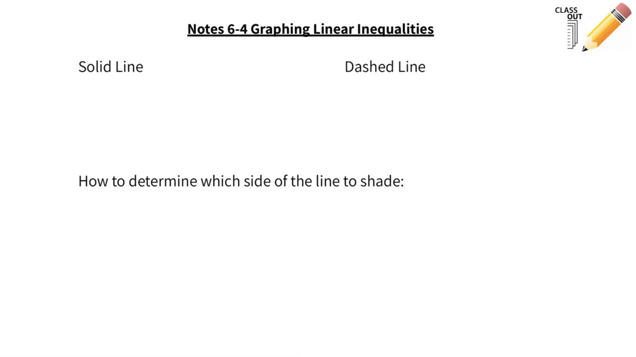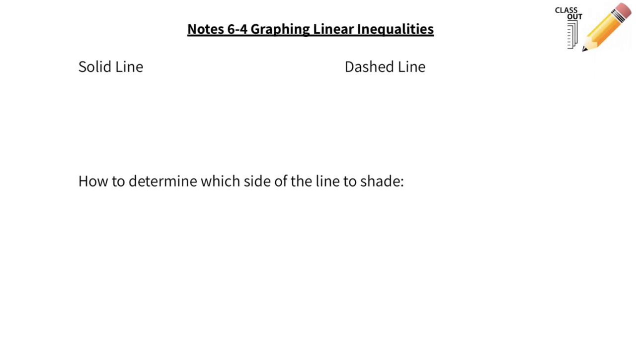Here's a lesson for Note 6-4, graphing linear inequalities. In the previous lesson, we learned how to graph inequalities with one variable, such as x is less than 4. And we talked about whether to use a solid dot or an open dot, and which direction to draw the line. In this lesson, we're going to be graphing lines, but they're going to be inequalities, so we're going to have to shade a particular region to represent the solution.